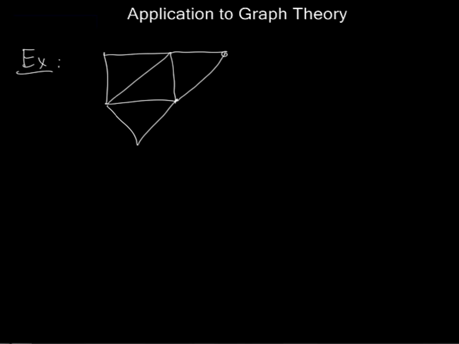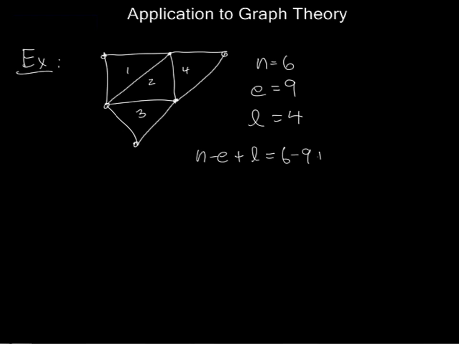Let's just look at one example of this. Here is a graph with 1, 2, 3, 4, 5, 6 nodes, and 1, 2, 3, 4, 5, 6, 7, 8, 9 edges. And how many loops does it have? Looks like 4. And n minus e plus L is 6 minus 9 plus 4, which is equal to 1.